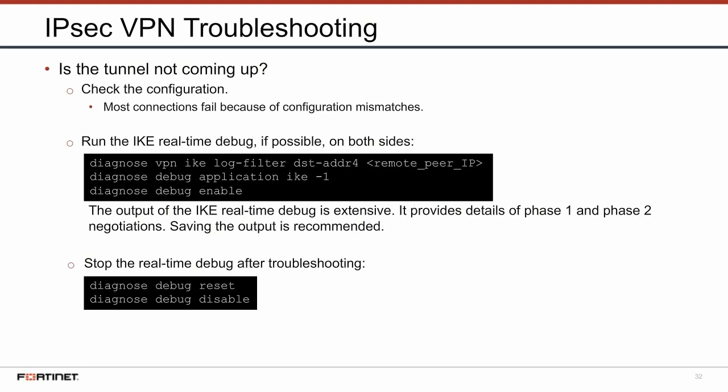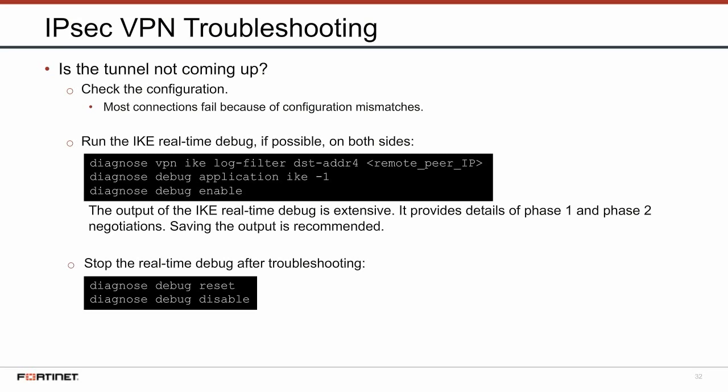What do you do if, after creating a tunnel, it does not come up? When troubleshooting a tunnel that does not negotiate, look for setting mismatches first. Most connection failures are caused by misconfiguration. If you do not see any configuration mismatches, run the IKE real-time debug. The output of this command is extensive. It shows the Phase 1 and Phase 2 negotiations step by step. If the negotiation fails, the IKE real-time debug shows messages that can guide you toward a resolution to the problem.